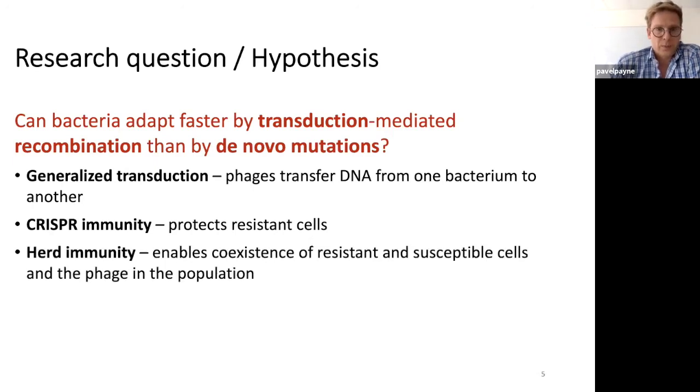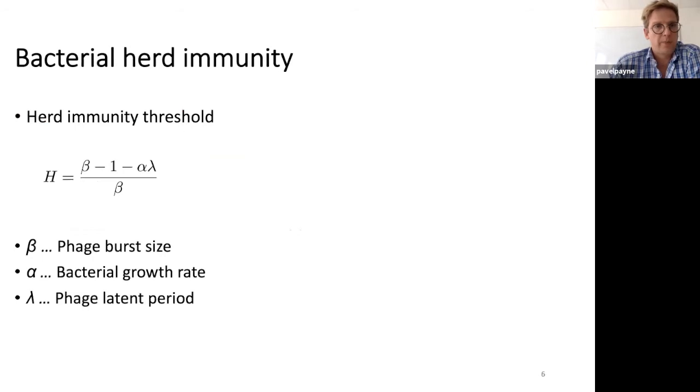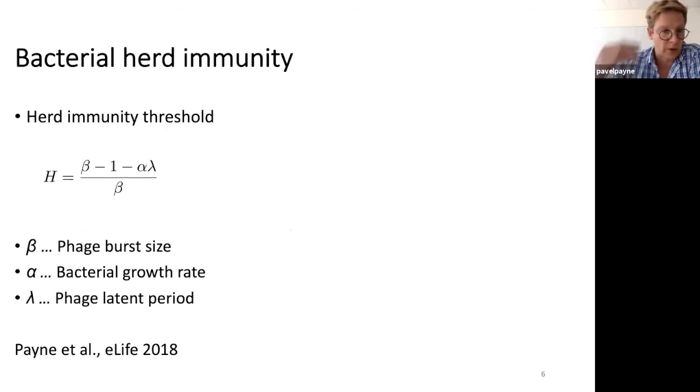Also, we showed a couple of years ago that the CRISPR system can provide herd immunity. That's important because herd immunity can enable coexistence of resistant and susceptible individuals and the phage in the population. This coexistence may then lead to gene flow from susceptible to resistant cells and therefore continuous recombination. Here is how we described this bacterial herd immunity. The main quantity is the herd immunity threshold, which depends on the phage burst size and also on bacterial growth rate and phage latent period. This is the paper in eLife if you want to learn more about herd immunity.